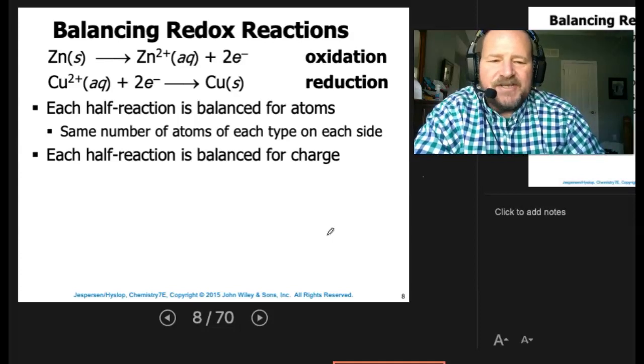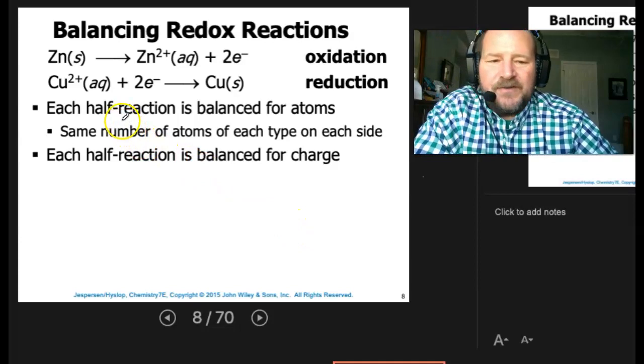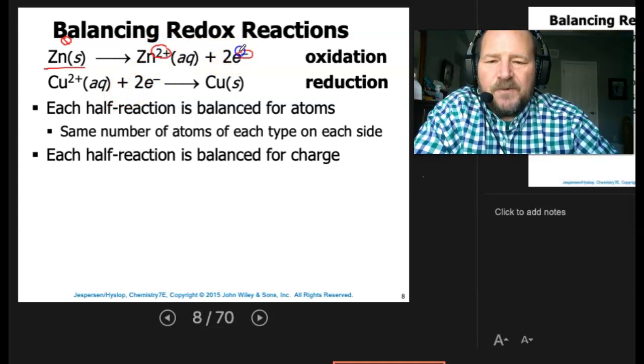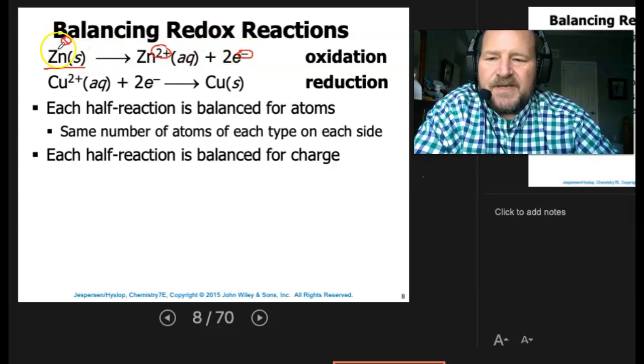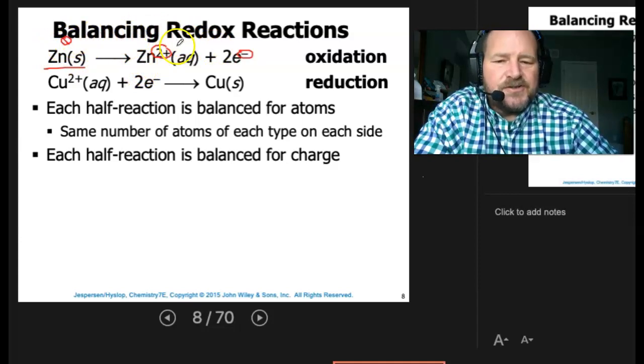Each half reaction is then going to be balanced for charge. So we're not going to worry about the electrons by themselves. We're going to look at the charge. So here's zinc, and over here it's a 0. There's no charge. On the product side, we have a +2 plus 2 times a -1. That's also going to be neutral, right? So now it's mass balanced because we have zinc on both sides, and it's charge balanced because both sides are going to be 0 charge, okay?